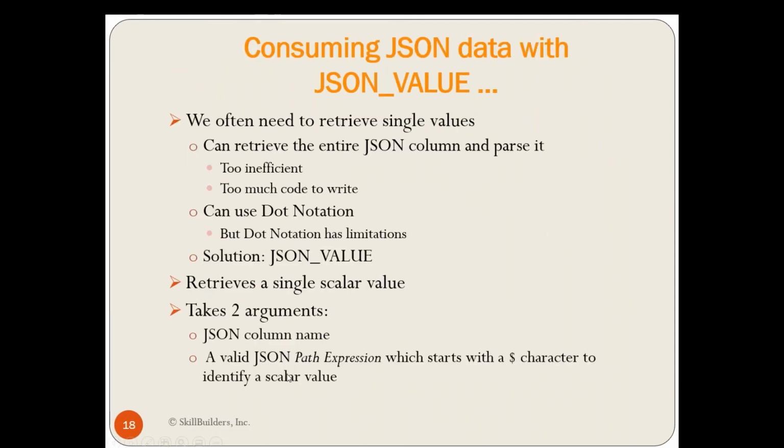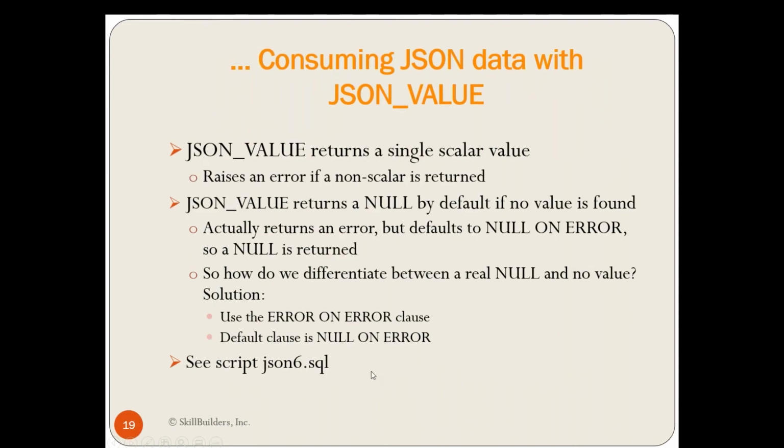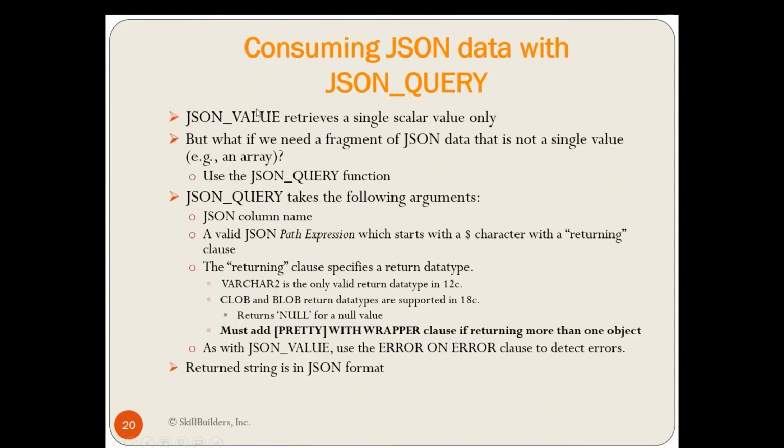I'm sorry, that was our path expression, JSON6.SQL. Now let's look at JSON query. JSON value retrieved a single scalar value. If you want a string back with part of the JSON document, if you want a whole string, then you're going to use JSON query instead of JSON value.